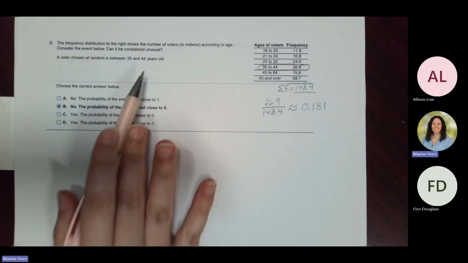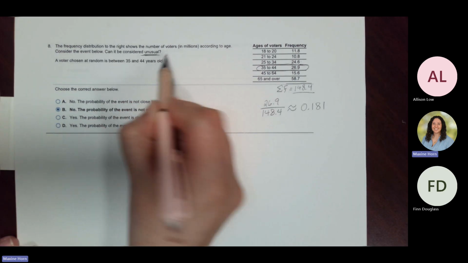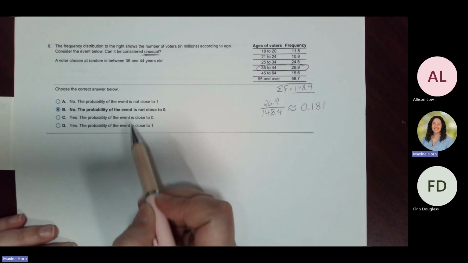That's the probability that a voter chosen at random is between 35 and 44 years old. So now we have to look at it in relation to what is considered unusual. Okay, so they're using kind of broad terms in this question, but they get a little bit more specific later on. Okay, so you can see some of these options here. They're talking about being close to 0 or close to 1, not close enough, too close, blah, blah, blah.